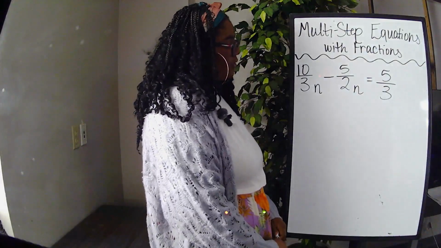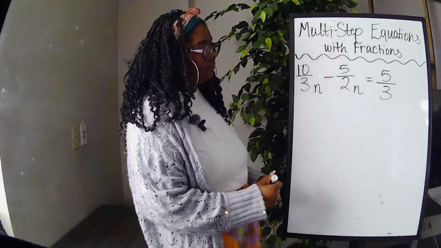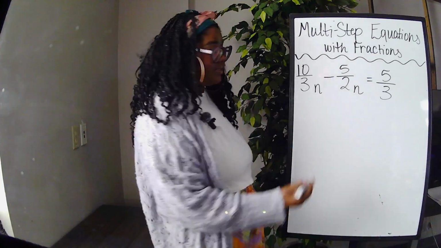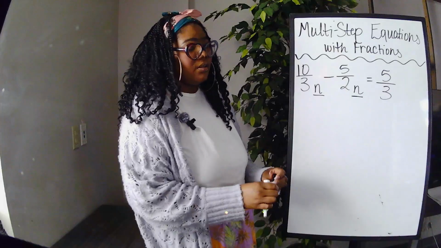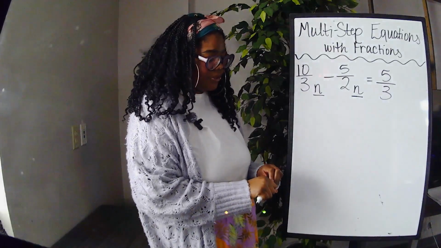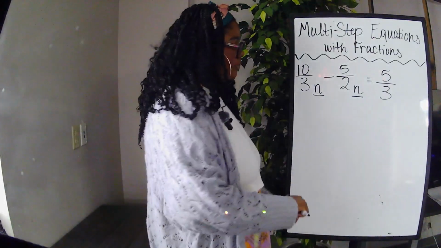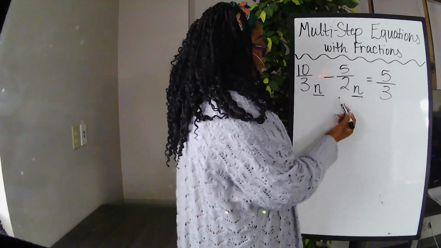We have 10 over 3n minus 5 over 2n equals 5 over 3. Now, there's a few things going on in this equation. The first thing I notice is that I have an n and an n, two variables. They are alike. And what you want to do here is combine like terms, something that we've discussed before. So I am going to combine 10 over 3 and 5 over 2.